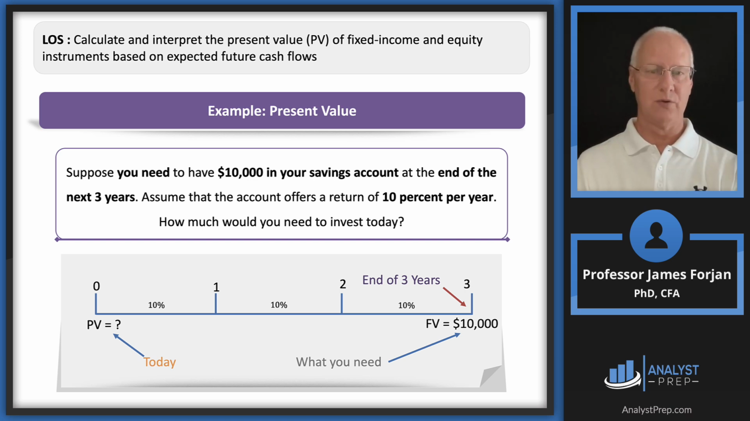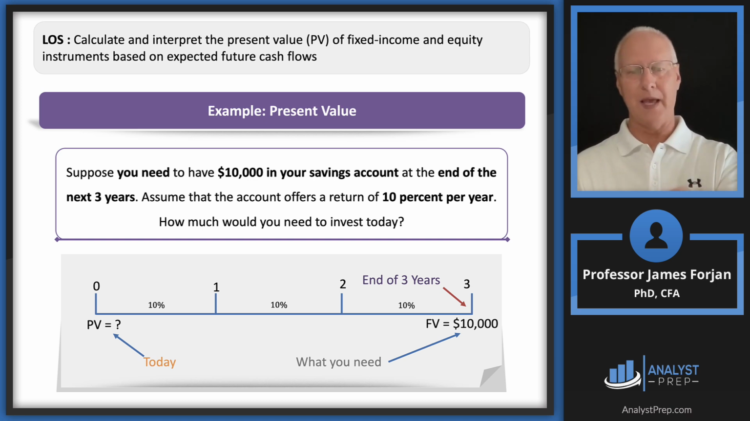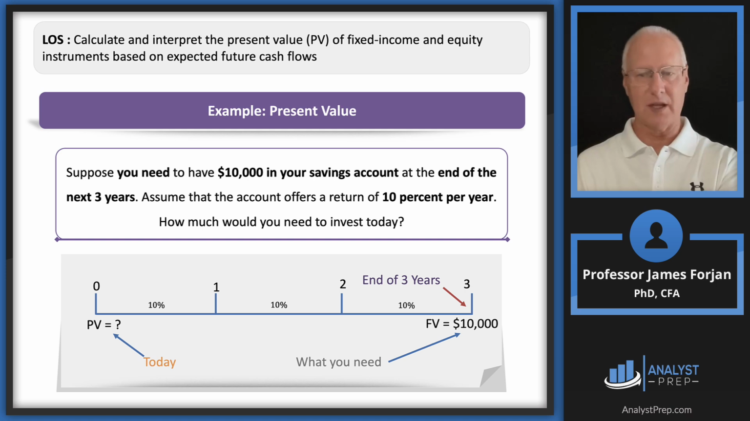Now, I always tell my students this, and maybe you guys should do this, at least in the beginning of your understanding of time value of money, is draw a timeline. So we start with time period 0, and then we go at the end of the first year, and then at the end of the second year, at the end of the third year. So that's 3 years from today. Notice that the $10,000 is all the way out at 3 years. So how much do we need to invest today?